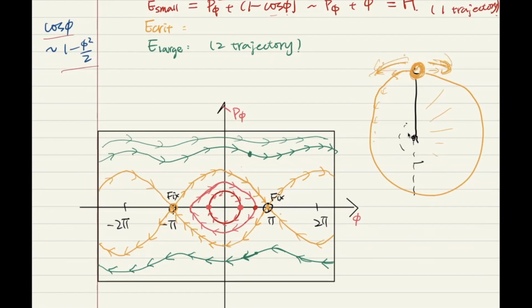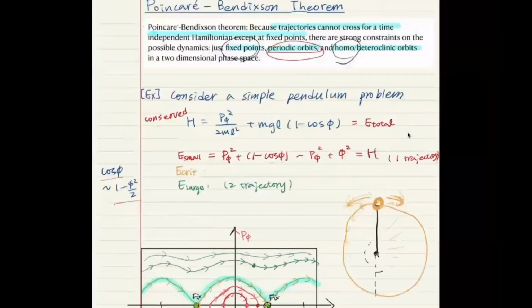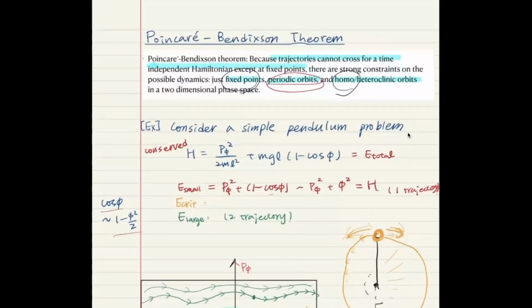So here you can see that there's one trajectory going this way, and then another trajectory going this way. And these two trajectories, they will touch. And this is okay because both of the trajectories share the same energy. So I'm not violating energy conservation anyway. So this is fine. So that's why the trajectories can cross at the fixed point.